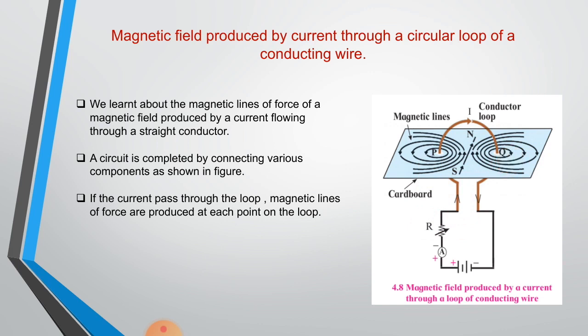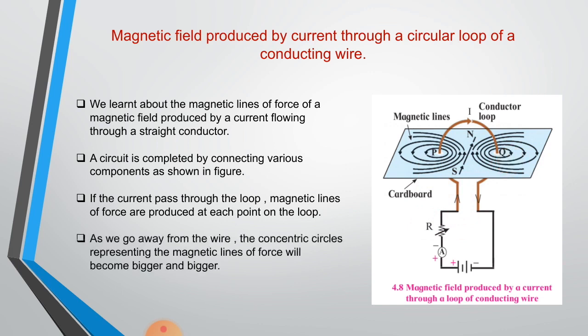As we go away from the wire, जब हम वायर से बहुत दूर जाएंगे तब क्या होगा? The concentric circles representing the magnetic lines of force will become bigger and bigger. ओके, यहाँ पर आप देख सकते हैं, यहाँ पे छोटा सर्कल है, यहाँ पे थोड़ा बड़ा हो गया, यहाँ पे और बड़ा हो गया. तो ये क्या हो गया? The concentric circles representing the magnetic lines of force will become bigger and bigger. Here you can see P and Q points, and the 3 circles are shown. And they are going bigger and bigger in size as they go away from the line.